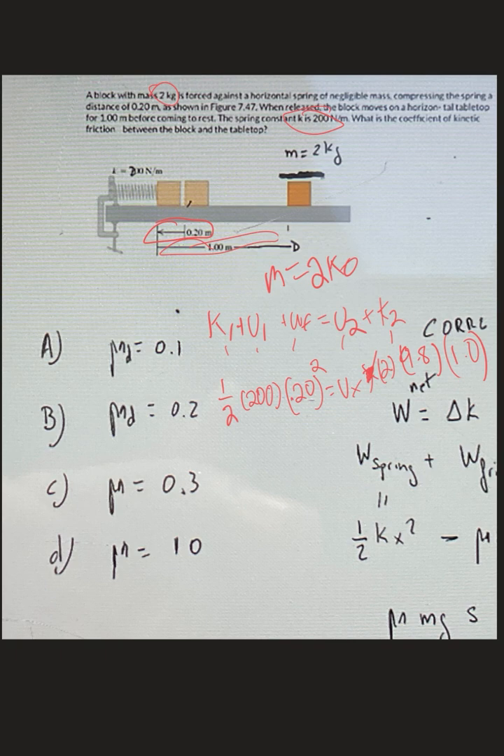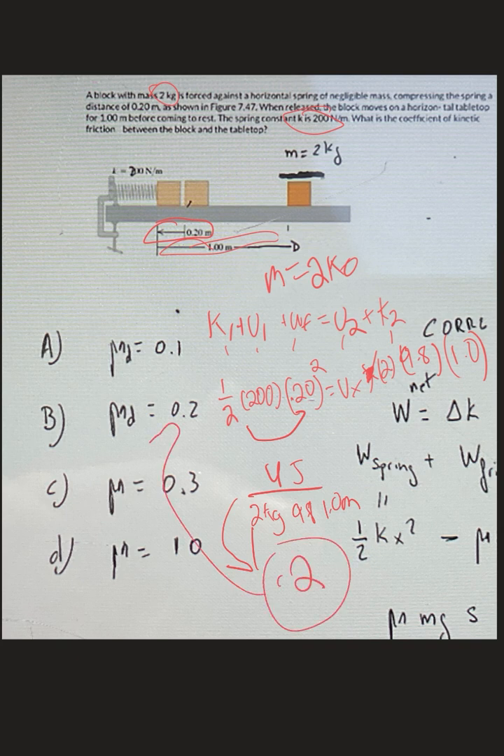So then, since we have that part of the equation, we're just going to put it all over. This is all going to equal 4 joules, right? Over the 2 kilograms, 9.8, and the 1 meter, right? Then that is going to give us 0.2. So that's our answer, B.